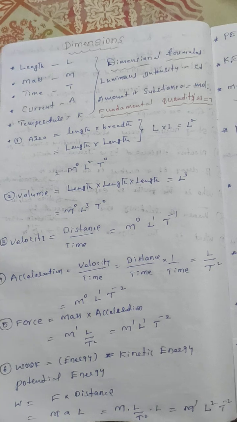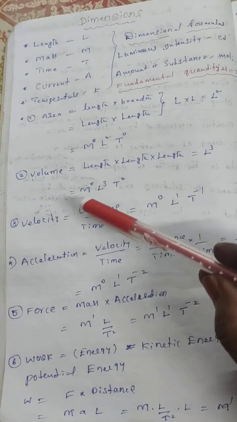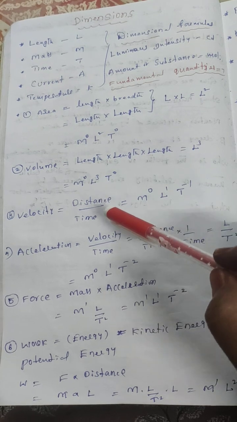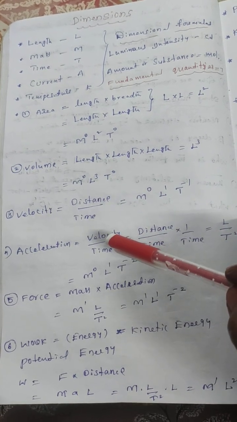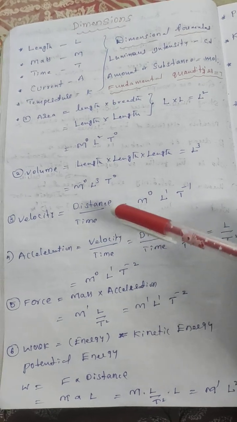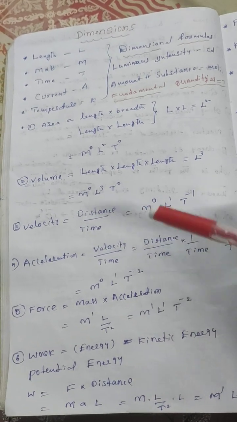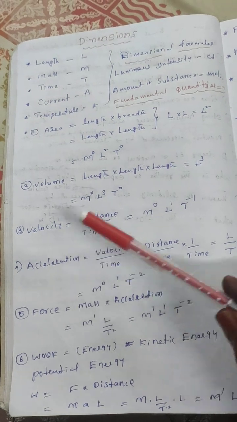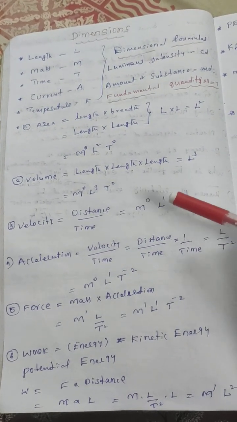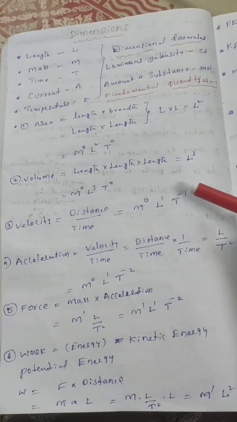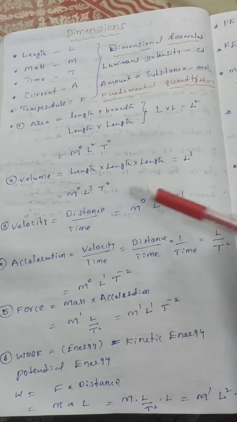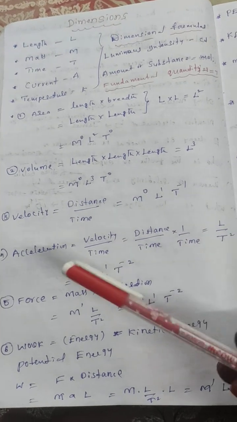Next, velocity. Distance by time. Distance means L by T. Velocity and acceleration, based on these we will write almost all physical quantities' dimensional formulas. Velocity: distance by time means L by T. M power 0, L power 1, T power minus 1. T is there in the denominator. Whenever it goes up, the power is minus.